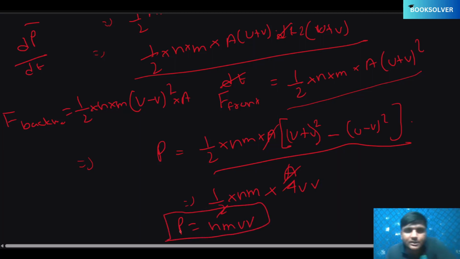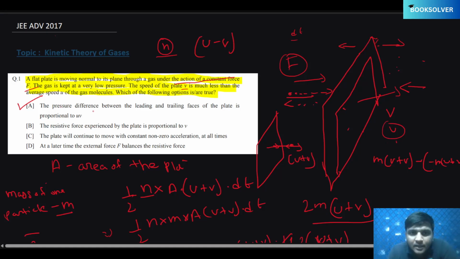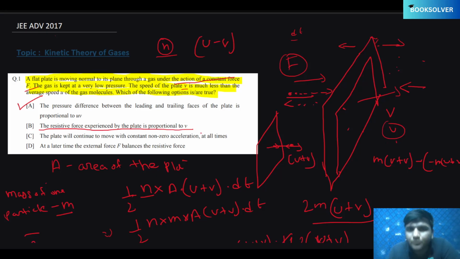Okay. Now let's check one of our options. It says that the pressure difference between the leading and the trailing faces of the plate is proportional to uv. So this option is absolutely correct here. Now we have to tell whether the resistive force experienced by the plate is proportional to V. So let's first imagine what will be the resistive force experienced by it. It will be nothing but due to the particles here, which is definitely going to be proportional to the velocities here, because they apply force with the change in momentum and all. So the pressure is also proportional to our u and v. This means that the resistive force experienced by the plate will also be proportional to the v here. So we will mark this as a correct option.